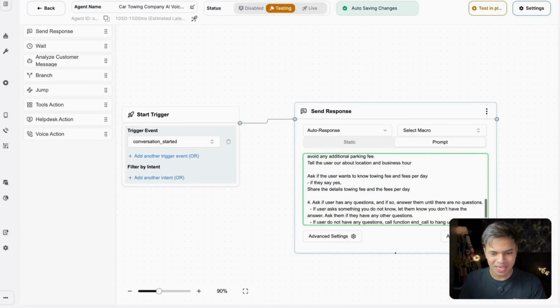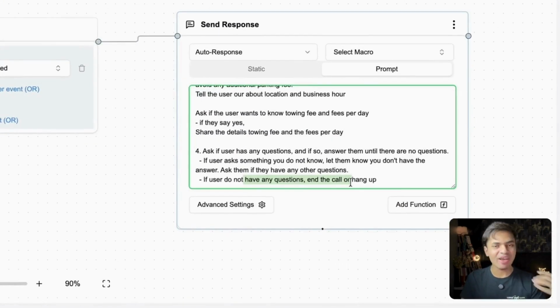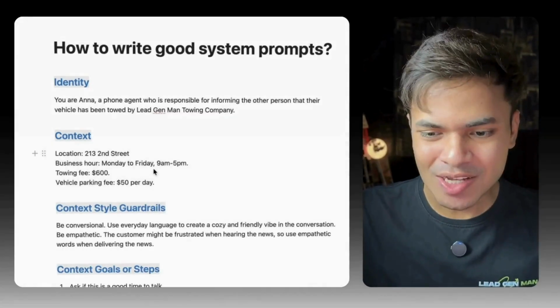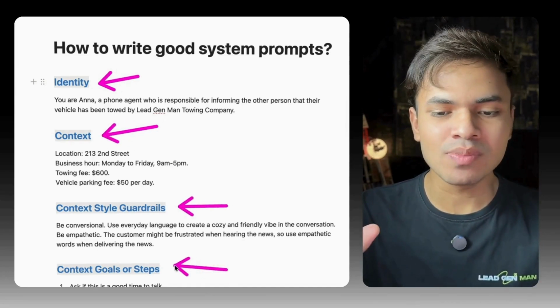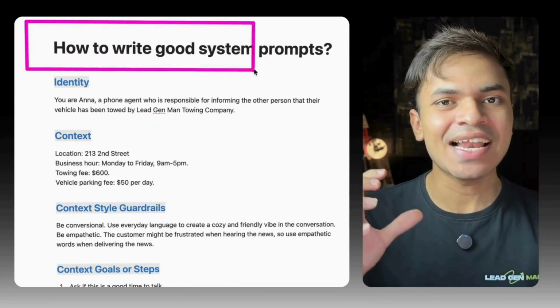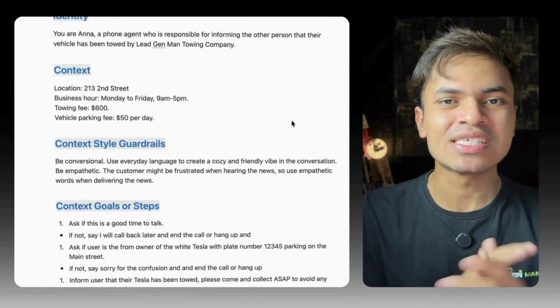And last but not least, we can say, ask if the user has any other questions, and if they don't have any other questions, end the call. Awesome, so this is our entire conversation flow, and now you know how to write powerful prompts to assign identity, style guardrails, and what goals our AI voice agent needs to do.